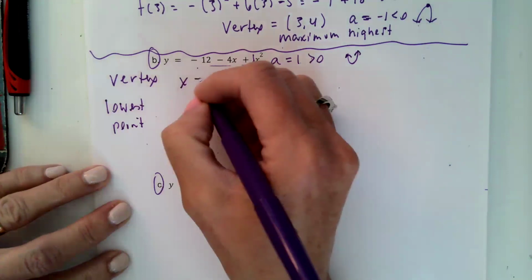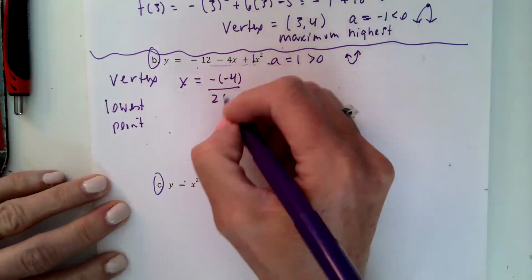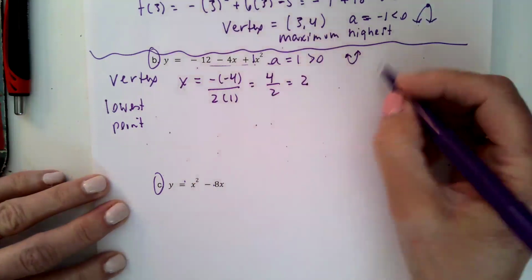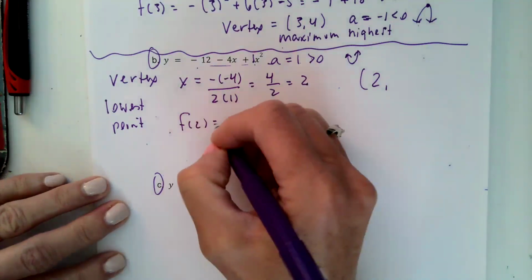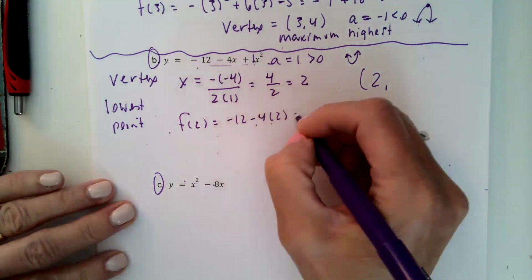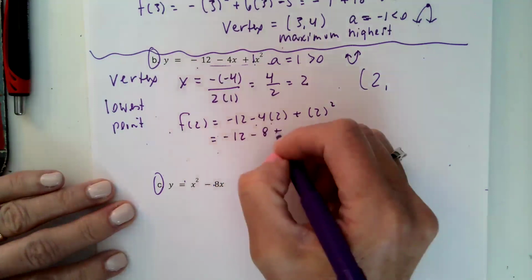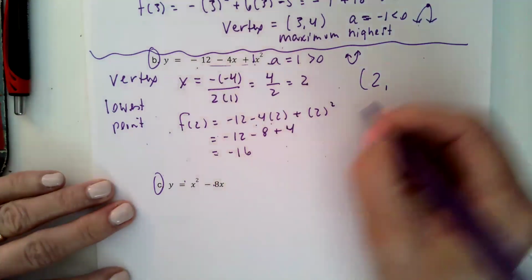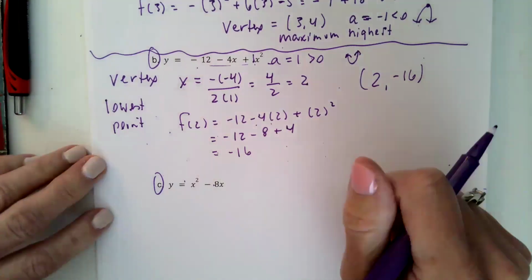And the x-coordinate of the vertex is the opposite of b. So the opposite of a negative 4 over 2a, which is 1. So 4 over 2 is 2. So the vertex is at 2. And then I'm going to put 2 back into my function to find out what the y-coordinate is. 2 plus 2 squared. A negative 12 minus 8 plus 4 is a negative 16. So there is my vertex, 2 and a negative 16, and it's the lowest point.